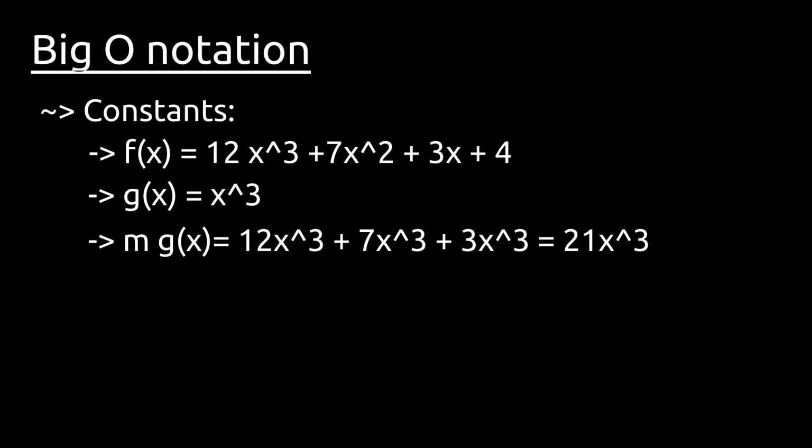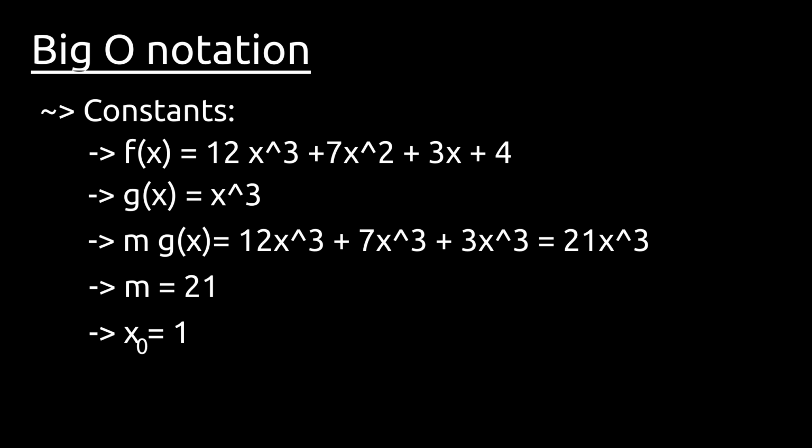However, when x is 0, f of x would be equal to 4, whereas m times g of x would be equal to 0. This would mean that f of x is larger than m times g of x at the point 0. This changes when x is equal to or more than 1, where m times g of x will always be larger than f of x. Therefore, m is equal to 21 and x0 is equal to 1, as x0 is the point where the function becomes larger.